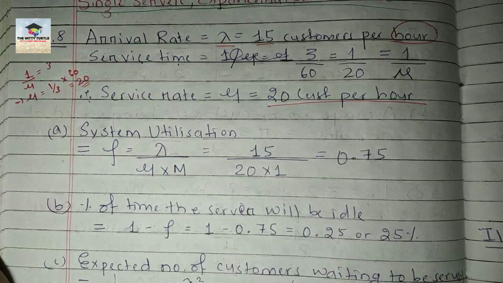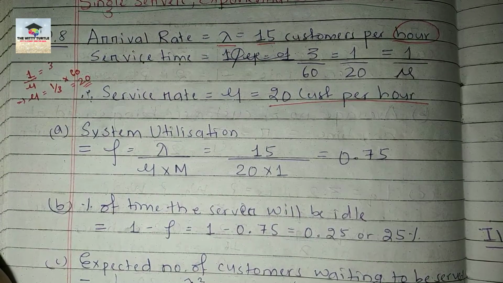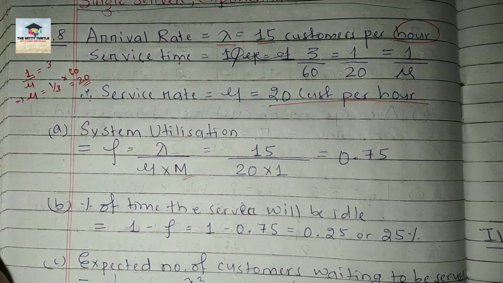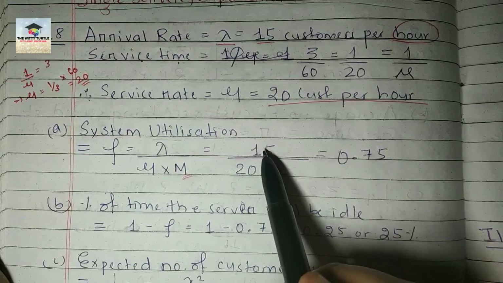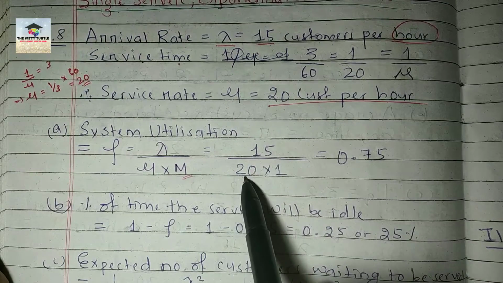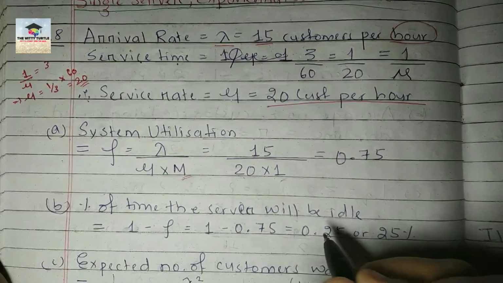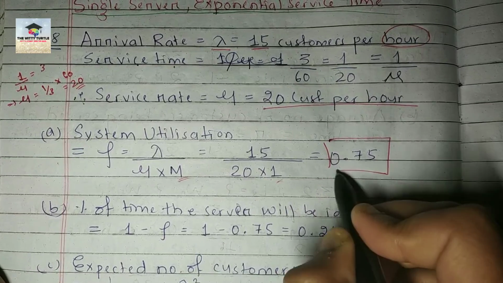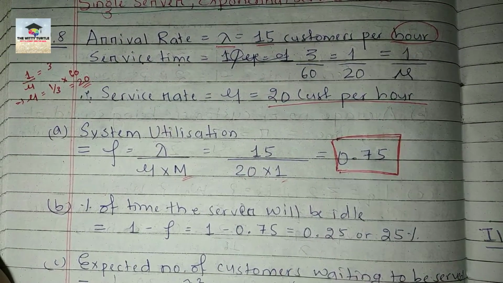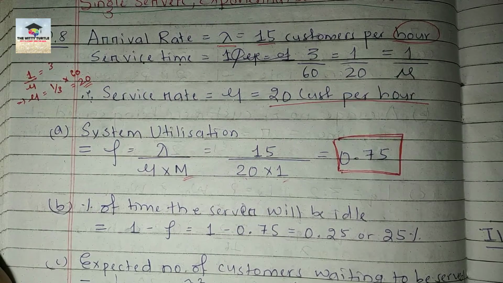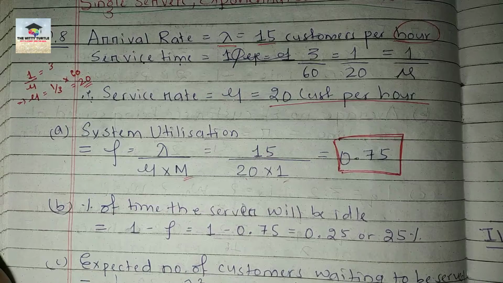Then we have to calculate system utilization. What was the formula for that? Rho equals lambda divided by mu into m, right? M is the number of channels or number of servers. So lambda is your 15, you have got mu as 20 and you have only one server, so it will be 20 into 1. So system utilization is coming as 0.75. So out of the total capacity of the system, only 75% is being utilized. So obviously how much capacity is idle? 25%, the remaining 25% obviously.